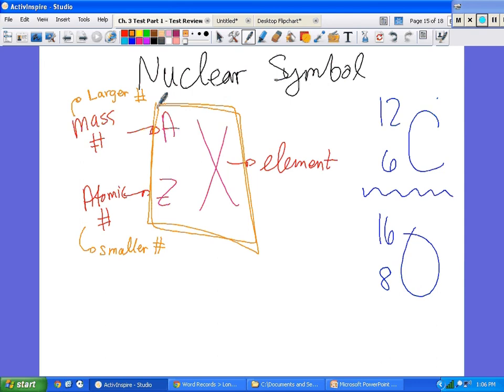This is called the nuclear symbol. So if they ever ask you to write the nuclear symbol or identify the nuclear symbol, you would write it just like that. Yeah, you need to know it. It's the mass number. It's the number of protons plus the number of neutrons.